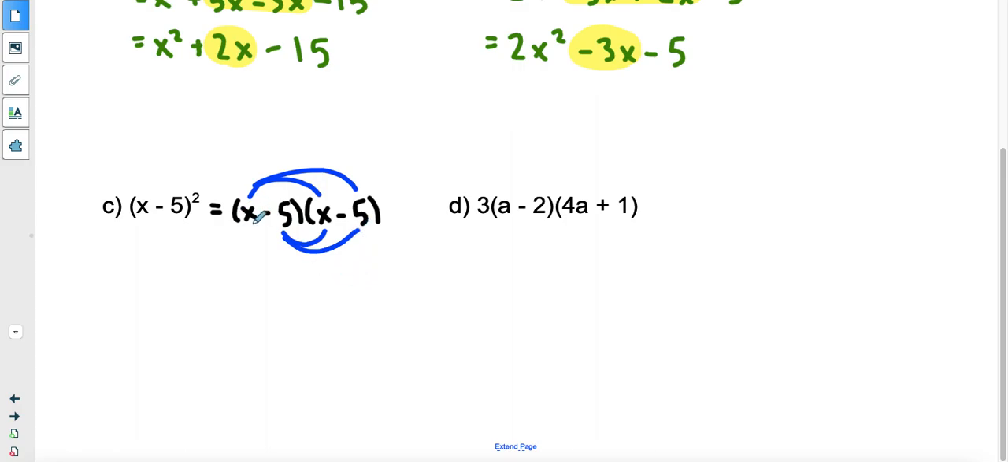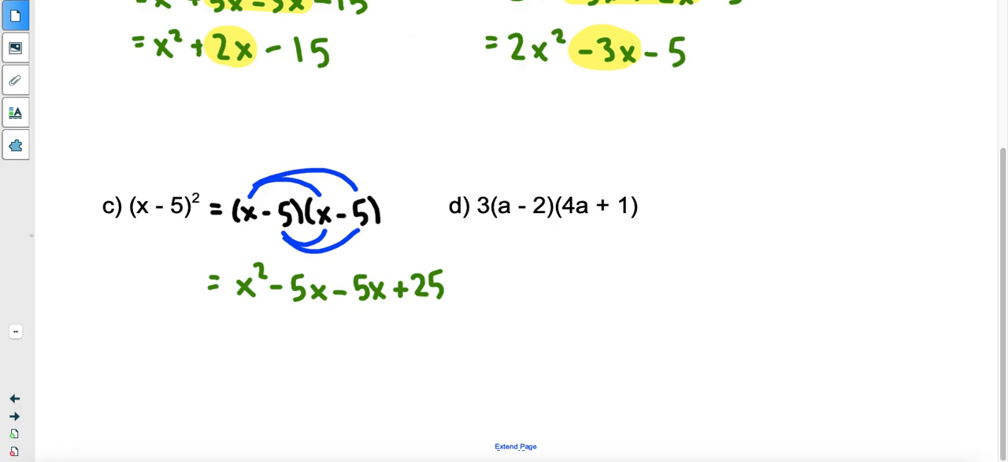Okay, let's go. So first, we have x times x. Well, x times x is just x squared. Next, we have x times negative 5. x times negative 5 is negative 5x. Next, we have negative 5 times x. Negative 5 times x is negative 5x. And last, we have negative 5 times negative 5. Negative 5 times negative 5 is 25.